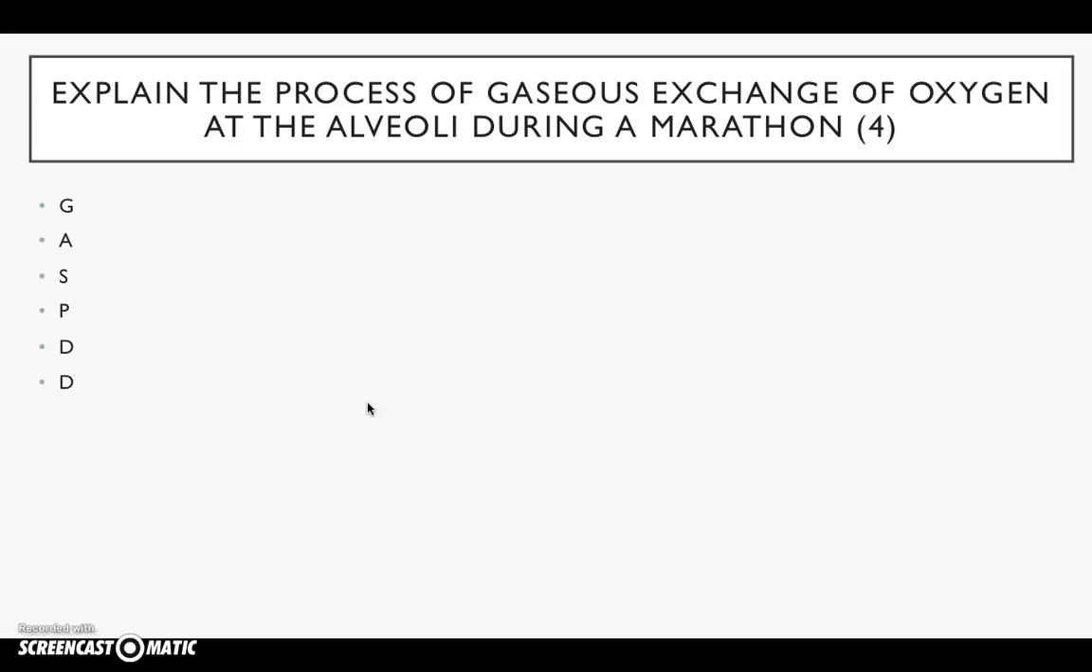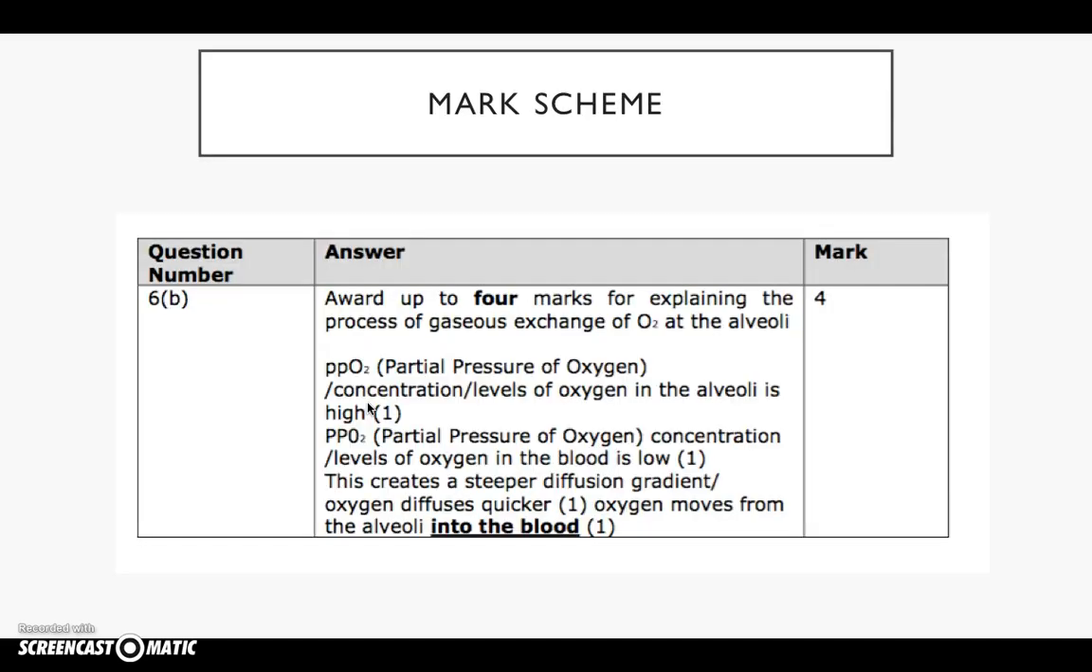Now, the next question I'm going to show you was the question that was in the exam paper in January. I will give you a heads up with regards to this question. This is the mark scheme, first of all, for that one we've just done. Partial pressure of oxygen in the alveoli is high, partial pressure of oxygen in the blood is low. This creates a steeper diffusion gradient or an oxygen diffusion gradient. Oxygen diffuses from the alveoli into the blood. Simple as that.